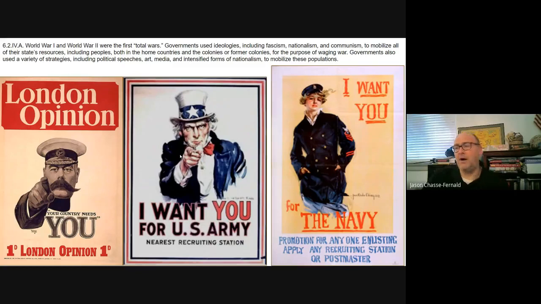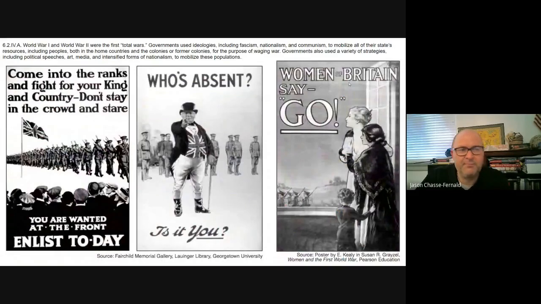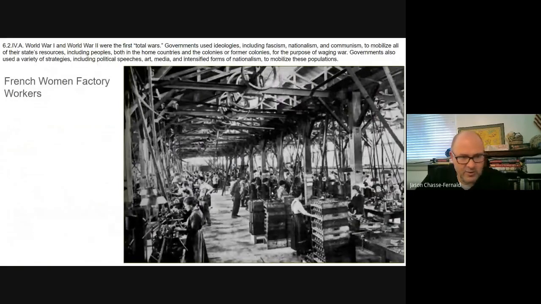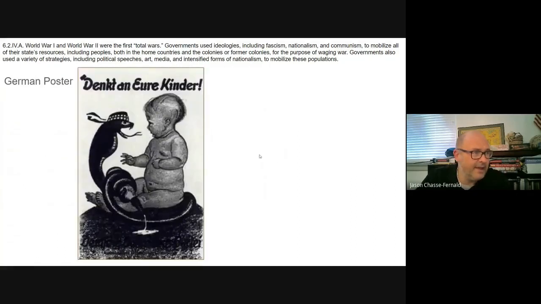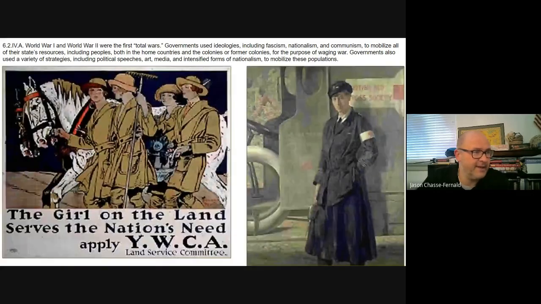You also get the modern Uncle Sam and basic recruiting posters, and of course a lot of calling toward manhood. Women of Britain say go. You're not a man if you don't go and join the war effort. All right, and of course women were doing their part in the factories, and as spies. Okay, and of course Germans had their own propaganda as well.